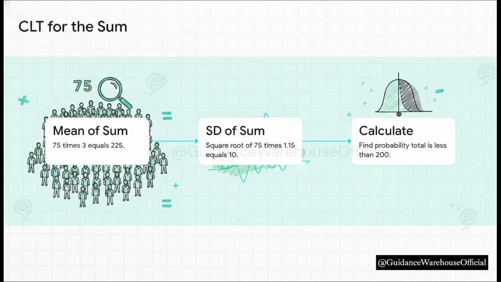Simple enough, right? Step 2, to find the standard deviation of the sum, instead of dividing, we multiply the square root of our sample size, 75, by the original standard deviation of 1.15. This gives us a nice even 10.